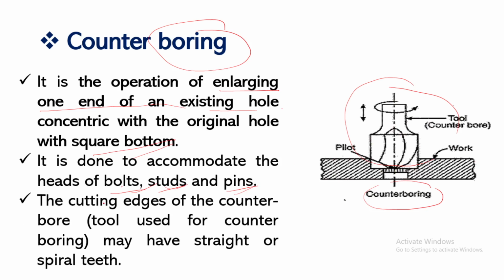The next and last point is that the cutting edge of the counter bore tool used for counter boring may have straight or spiral teeth. This depends on the geometry you need when counter boring that existing hole. So this will depend on the size and the drilling hole geometry. So this is regarding the counter boring operation.